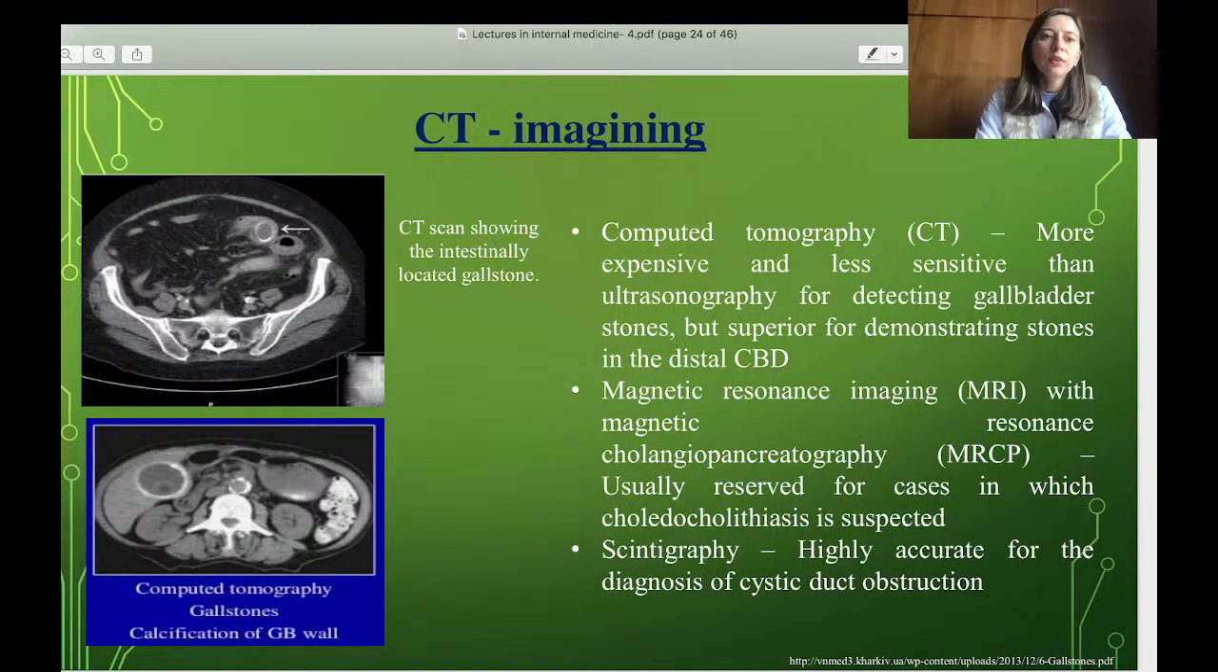Next, CT or computed tomography imaging is more expensive and less sensitive than ultrasonography for detecting gallbladder stones, but superior for demonstrating stones in the distal common bile duct. Magnetic resonance imaging with magnetic resonance cholangiopancreatography is usually reserved for cases in which cholecystitis is suspected, and scintigraphy is highly accurate for the diagnosis of cystic duct obstruction.